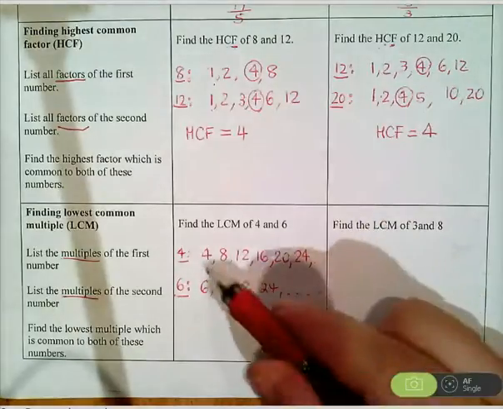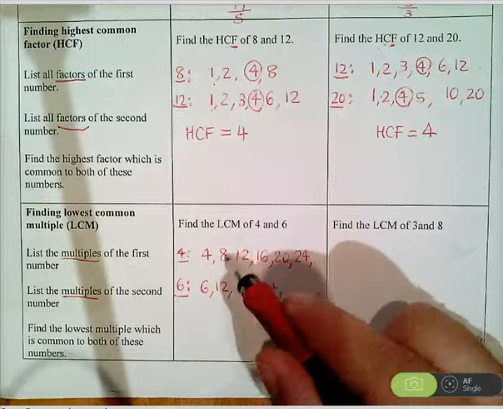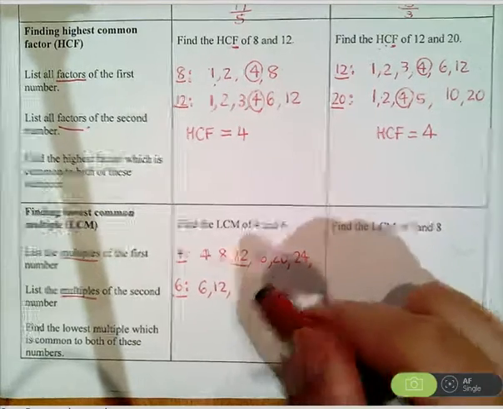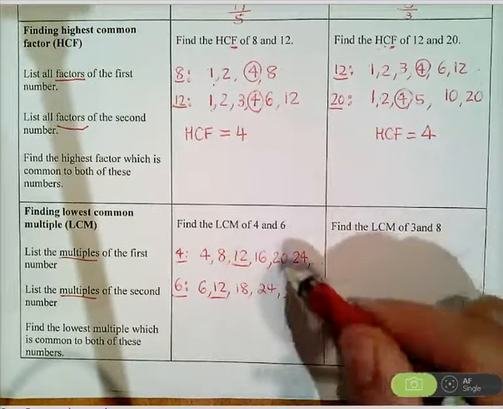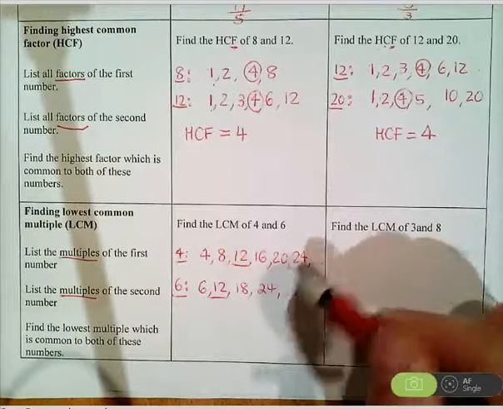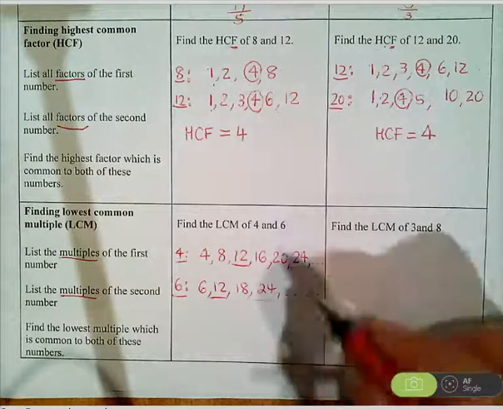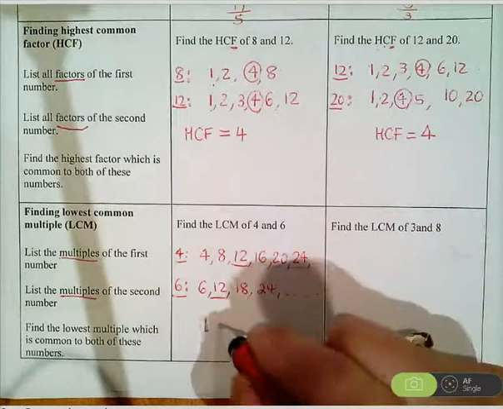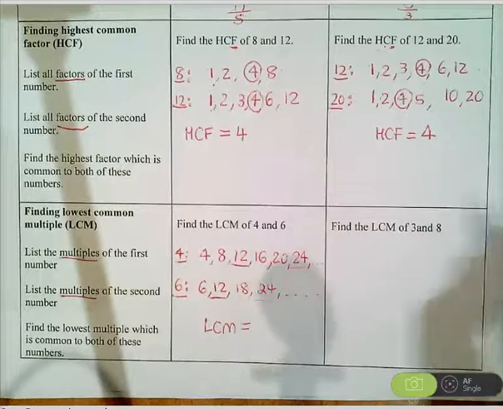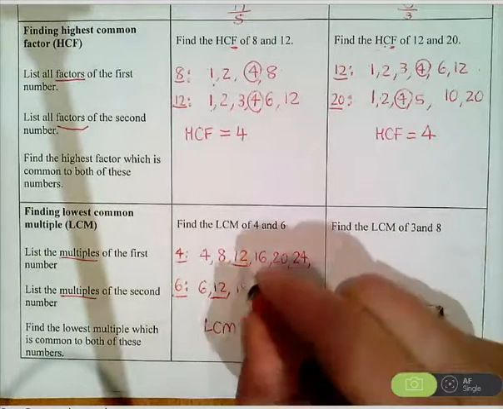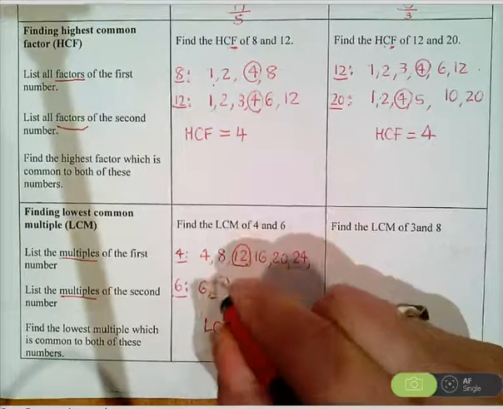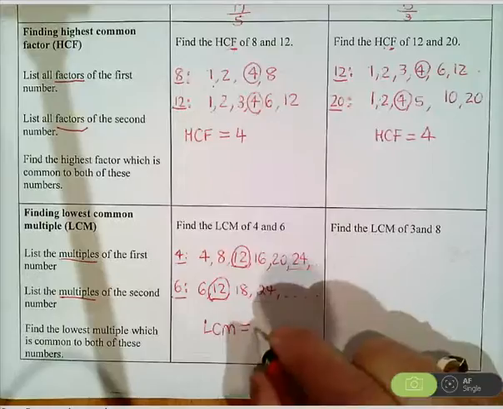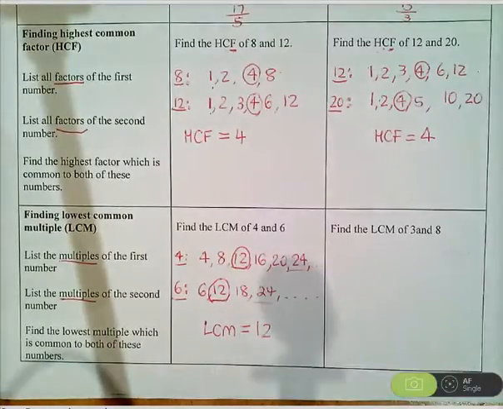Now, we've got 4 is here, but it's not there. 8 is here, but it's not there. 12 is common to both. I mean, there are other multiples that are common. 24 is common, but it's not the lowest of those common multiples. So therefore, the lowest common multiple of both the numbers 4 and 6 is 12.